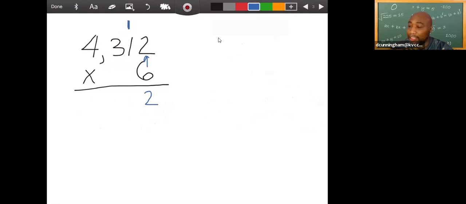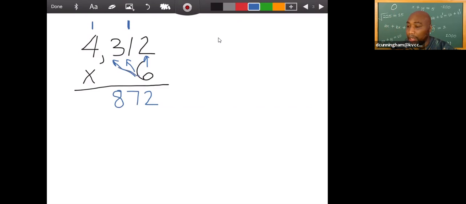Next thing we do is multiply 6 times 1. 6 times 1 is 6, but don't forget there's a 1 on top, so we add 1, that'll be 7. Then we do 6 times 3. 6 times 3, as we look here, is 18. Put down the 8, but then we carry the 1 above the 4.